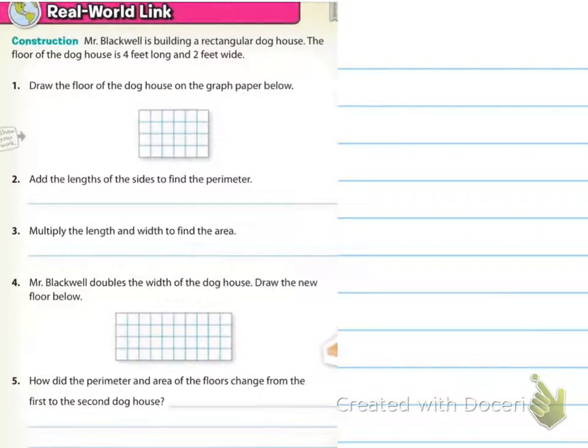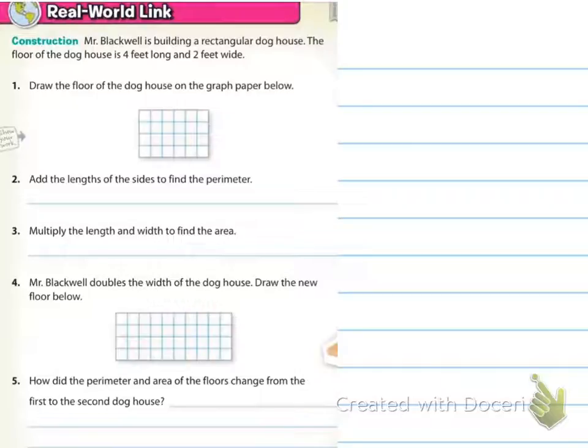All right, and I really like this example. I think it's a really nice way for you to see how perimeter works and how this whole concept goes. It says, Mr. Blackwell is building a rectangular doghouse. The floor of the doghouse is 4 feet long and 2 feet wide. So draw the floor of the doghouse on the graph paper below.